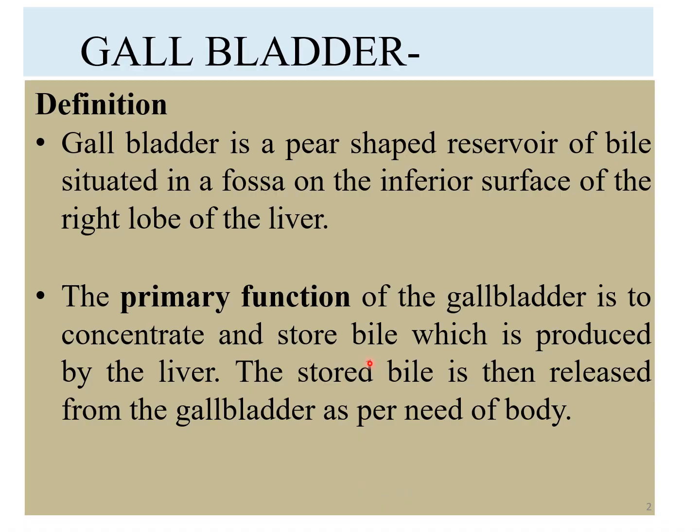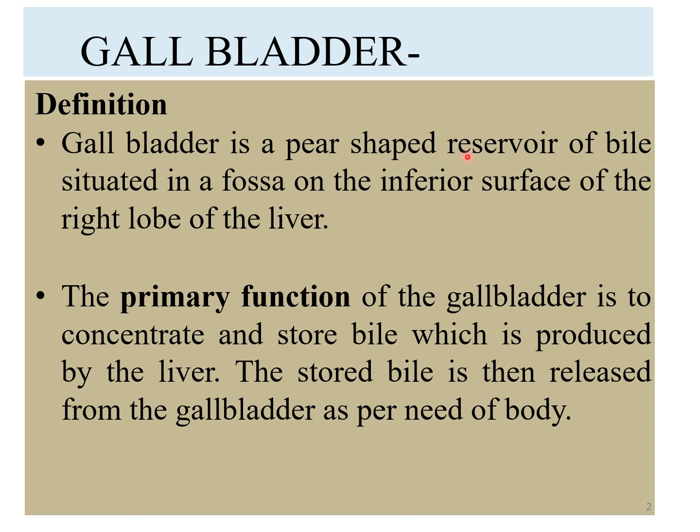About definition. Gallbladder is a pear-shaped reservoir of bile. It is situated in a fossa on the inferior surface of right lobe of liver. Already, while discussing the anatomy of liver, we have told the liver has two lobes, right lobe and left lobe, and the liver has two surfaces, superior and inferior. This gallbladder is situated on the inferior surface in the right lobe of liver.